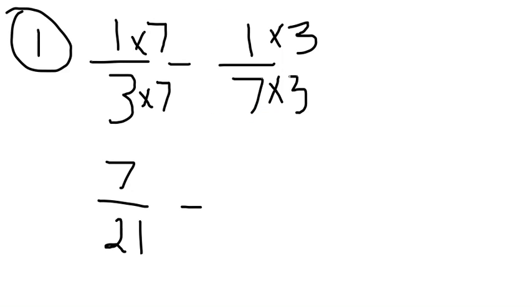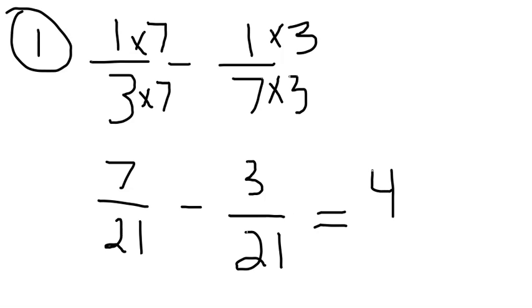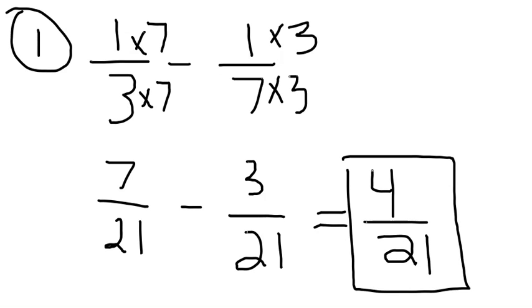So 1 times 3 is 3. 7 times 3 is 21. So now we subtract. Our denominators are the same size pieces now, so we can just subtract across the numerators. 7 minus 3, which is 4, over 21. And that's your answer for number 1 on homework.